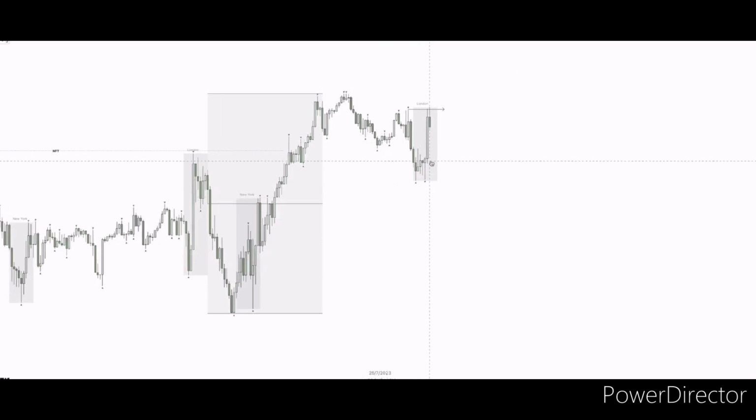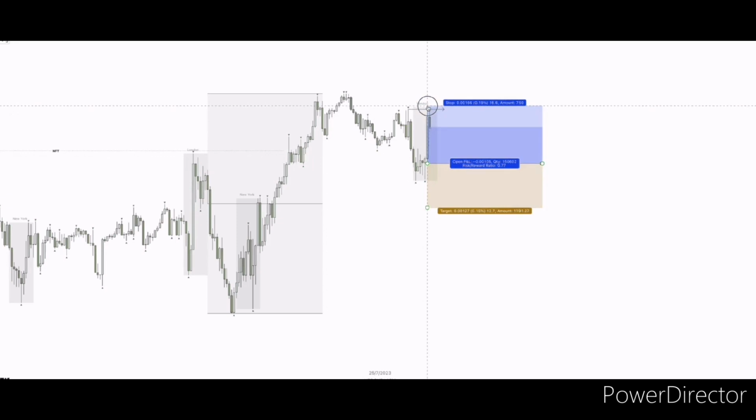We get a very impulsive move to the upside. We do get a sweep. So pretty much on this candle right here, I didn't actually like this candle, just for the simple fact that it's so much bigger than all the rest of the previous price action. So if we put a risk-to-reward tool on here and see what the overall stop loss would be, you're looking at sort of a 16 to 17 pip stop loss on this.